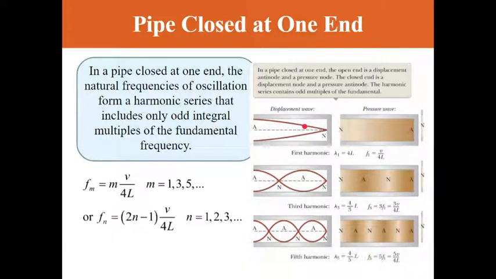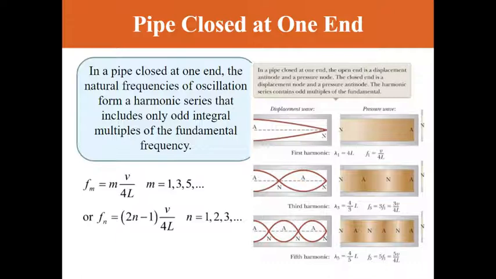So there's an open end on the left, which is a displacement antinode, and it's a node for pressure since this end right here is in contact with the atmosphere, so its pressure is not changing. And so the boundary condition in this case is that one end must be a displacement antinode or pressure node, and the other end, the closed end, must be a displacement node or a pressure antinode.